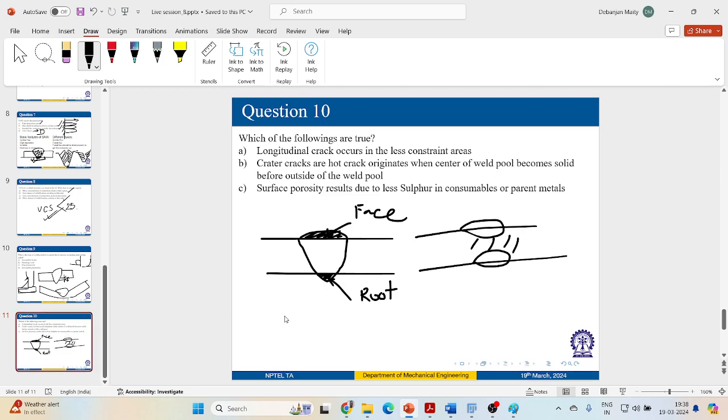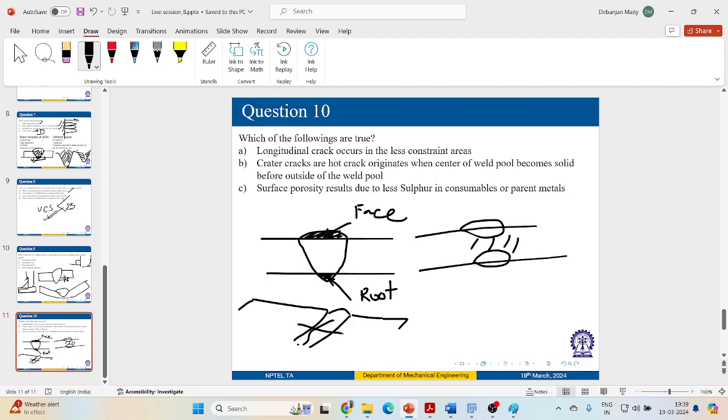My crack will be running in the direction of the weld axis, right? So let's say my welding is something like this. Where my cracks will happen, this is my longitudinal crack, right? This will be my transverse crack. So depending on at what directions my cracks are getting generated, you can name those cracks.